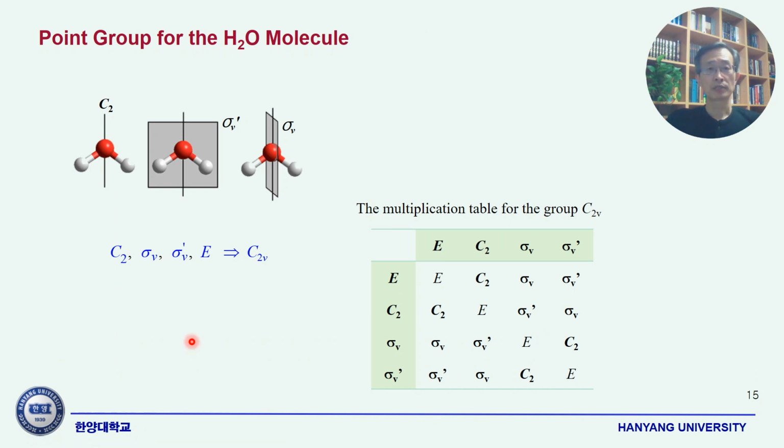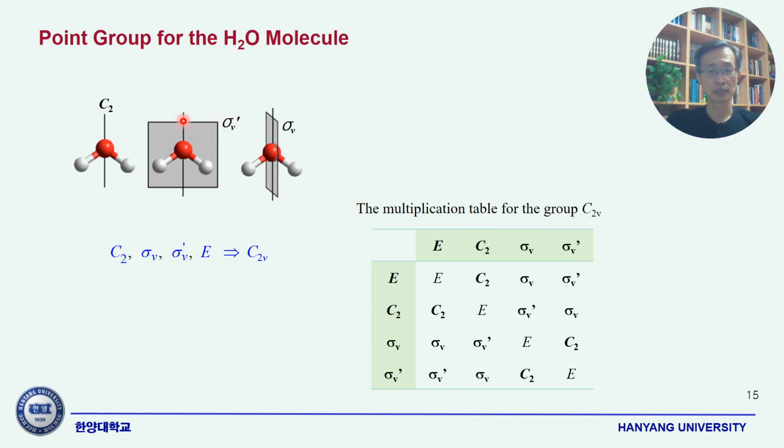Okay, so what is a group good for? For example, we have the water molecule. The water molecule has a C2 symmetry element, and sigma V and sigma V prime symmetry elements. Okay, and also there is always the E operation there. So C2, sigma V and sigma V prime.